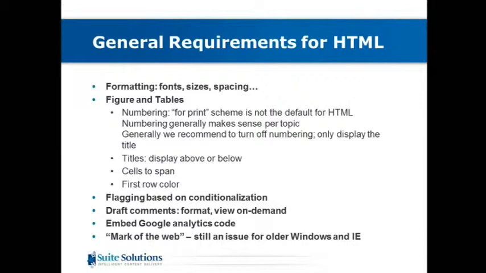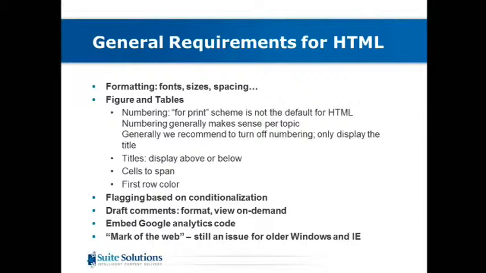Flagging based on conditionalization. So for example, if you're using additional tags, during your QA you want to be able to see how the text is conditionalized to make sure everything is going to come out properly when you publish different renditions of the same content for reuse. You can set the flagging in your style sheets to turn that on and off based on whether you're doing testing or production.